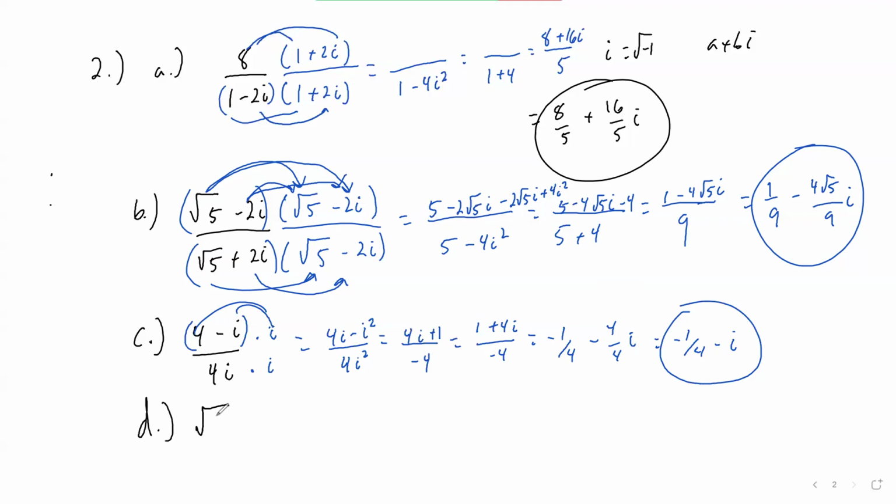Let's look at the square root of 3 plus 4i over negative square root of 3 plus 4i. So again, I'm going to multiply by negative square root of 3 minus 4i, so you just change the sign in the middle. We'll do the same to the top.